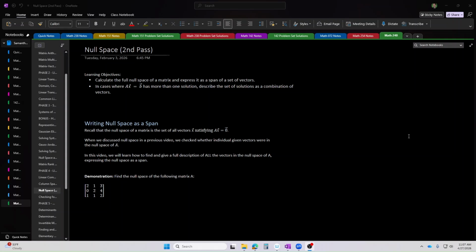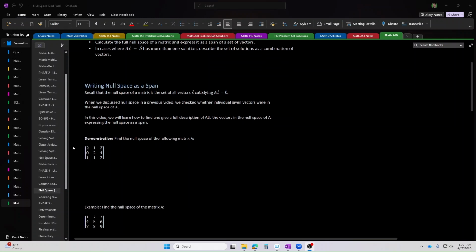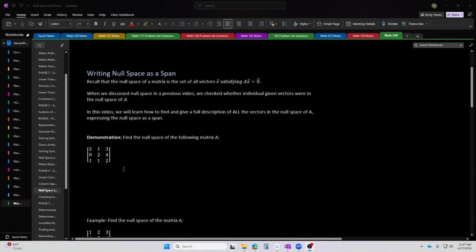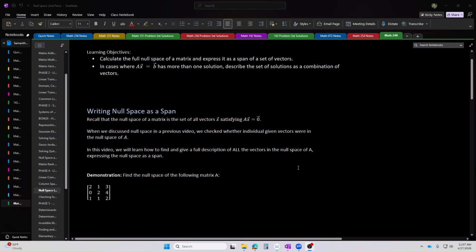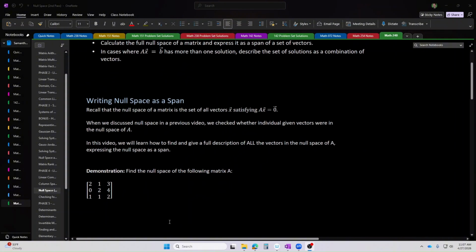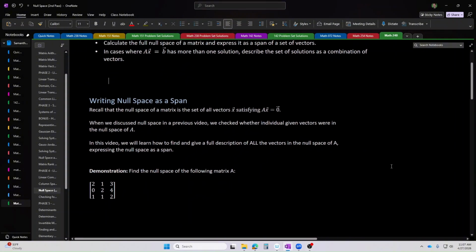Today we are going to return to the concept of null space, this time from the perspective of span and linear combination. So let's recall that the null space of a matrix are all of the vectors in the domain which become zero after they are multiplied by the matrix A.